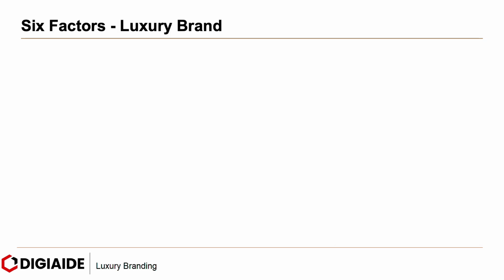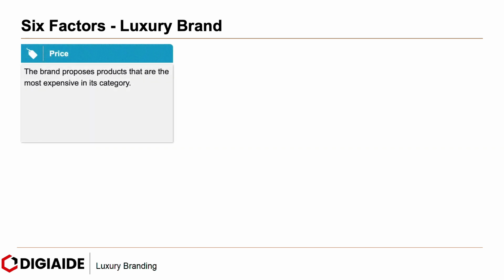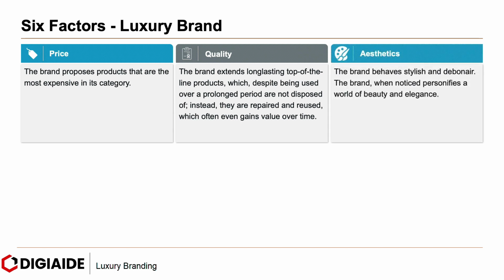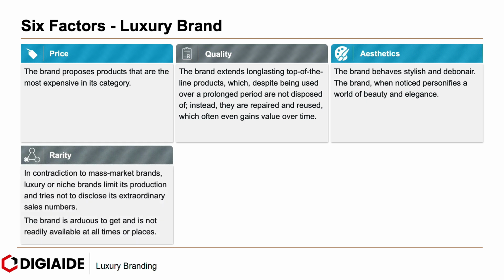6 factors clearly define a luxury brand. Number 1. Price. The brand proposes products that are the most expensive in its category. Second, quality. The brand extends long-lasting top-of-the-line products, which despite being used over a prolonged period are not disposed of. Instead, they are repaired and reused, which often gives value over time. Third, aesthetics. The brand behaves stylish and debonair. The brand when noticed personifies a world of beauty and elegance. Fourth, rarity. In contrast to mass market brands, luxury or niche brands limit their production and try not to disclose extraordinary sales numbers. The brand is arduous to get and is not readily available at all times or places.